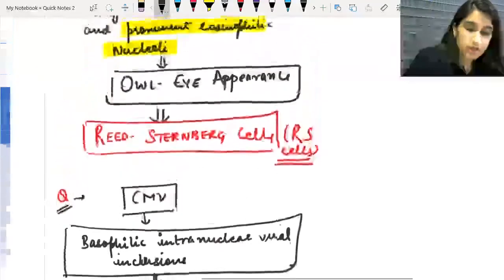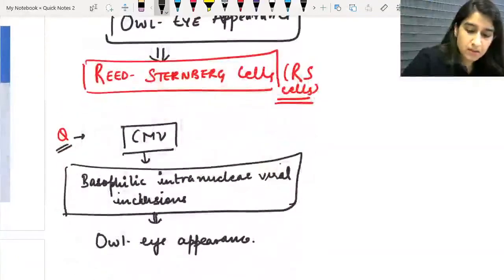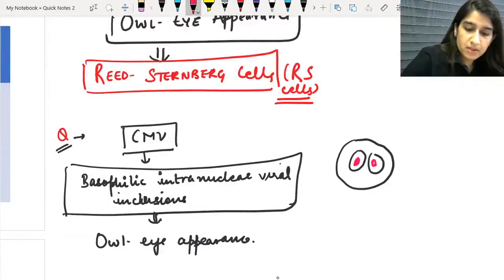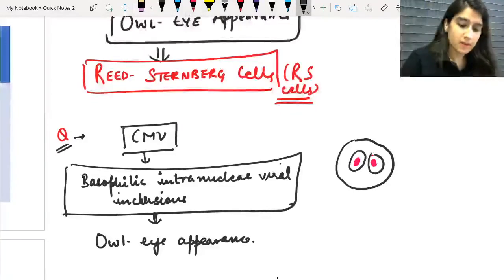Now how would a Reed-Sternberg cell look? This is a cell, right? These are the mirror-image nuclei and these are the prominent eosinophilic nucleoli. Okay.